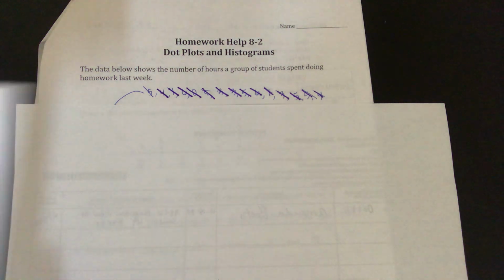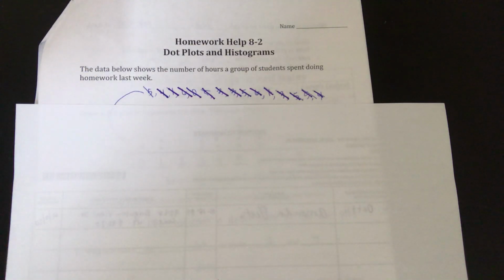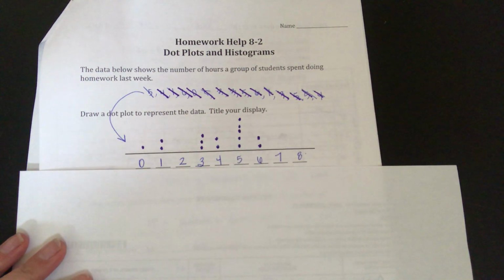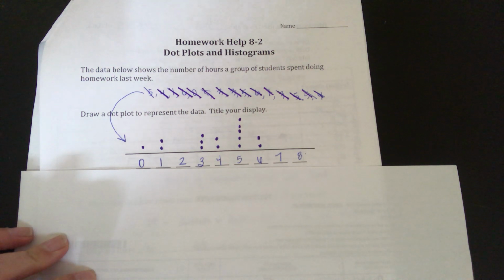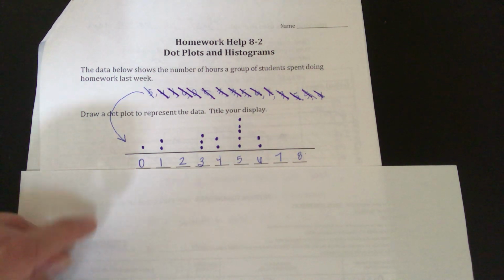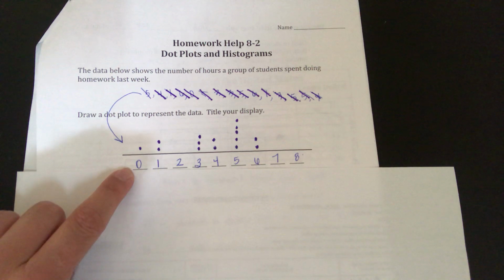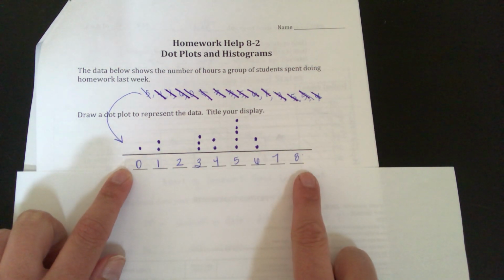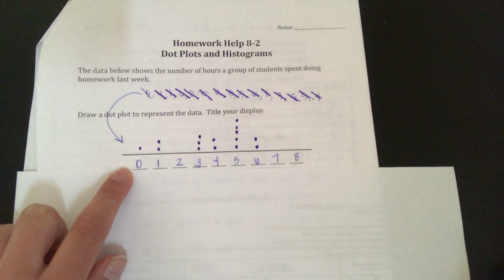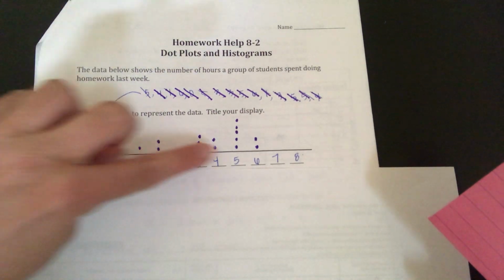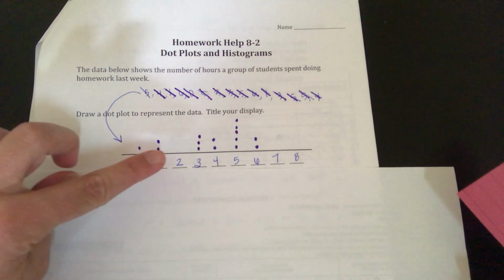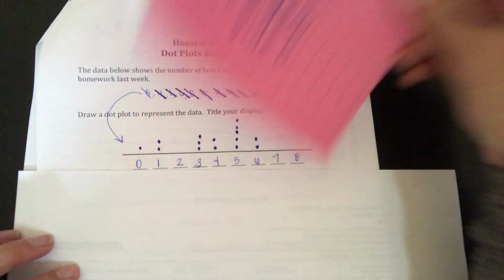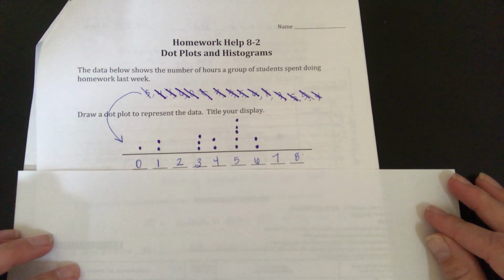So we have those numbers, and we're going to use them to plot them on our dot plot. It says draw a dot plot to represent the data and title your display. Okay, so here's my dot plot. I'm going to number the hours at the bottom 0 to 8, and I want you to take a minute, pause the video, and graph each of these points of data onto the dot plot. When you're done, you can unpause and we'll move on.